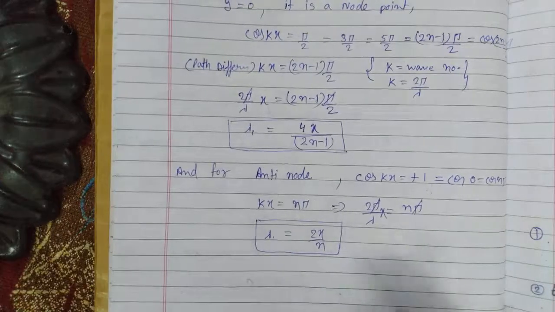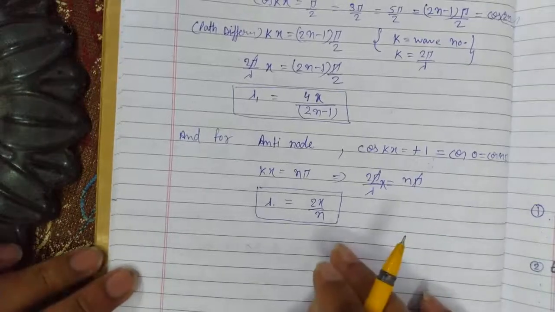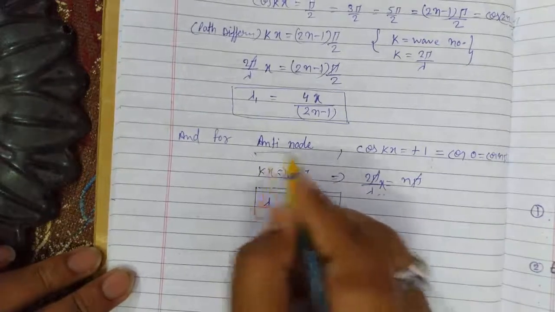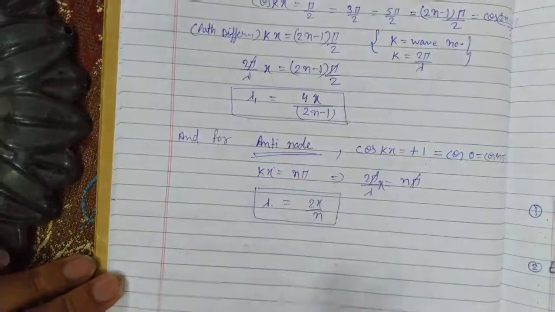These are the constructive and destructive superpositions for which we get the positions of node and antinode.